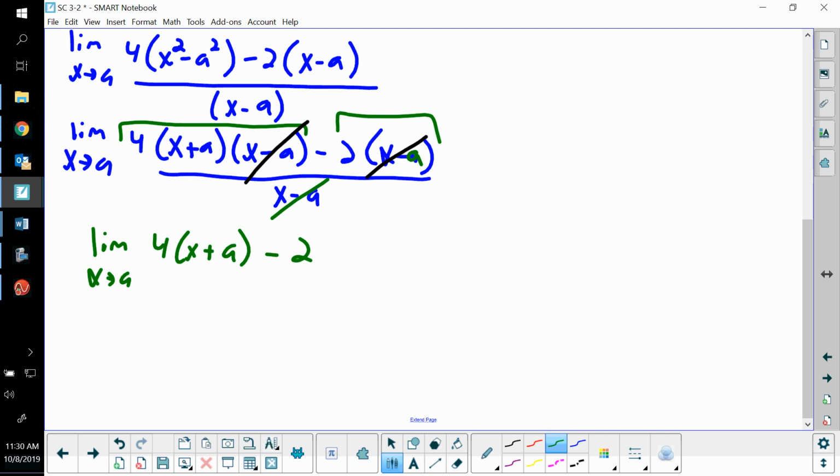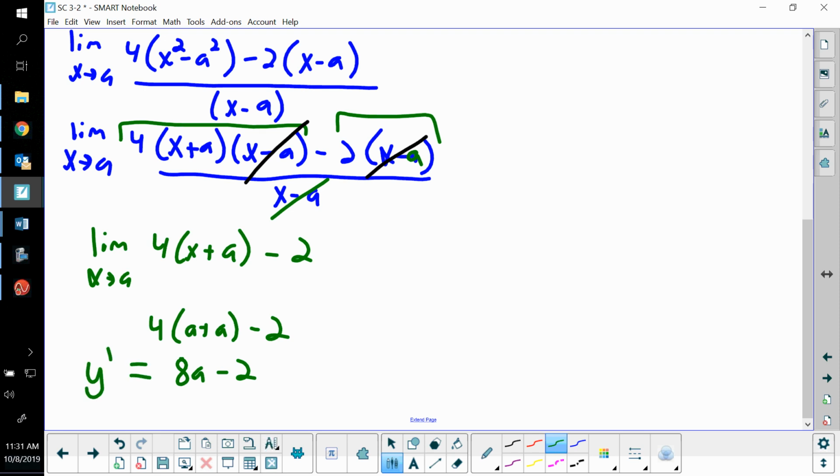Anywhere there's an x, replace it with an a. That's our direct substitution, so we don't write a limit anymore. A plus a is 2a. 2a times 4 is 8a. So we have 8a minus 2. And that is what y prime would equal.